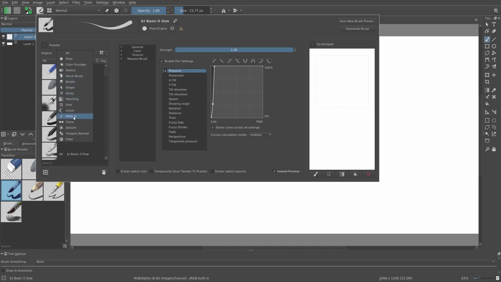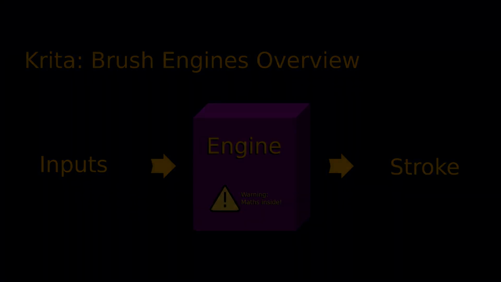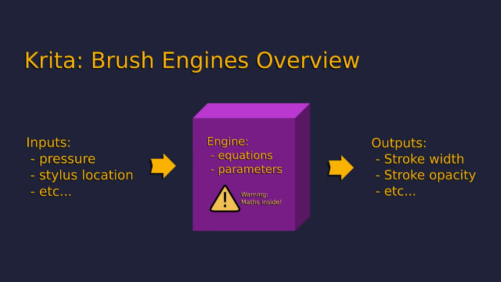So what is a brush engine anyway? A brush engine is an algorithm which translates the brush input to the stroke. In other words, it translates the movement of your stylus to the stroke which you see on your screen. Different engines are governed by different equations and functions, and they also have different parameters.